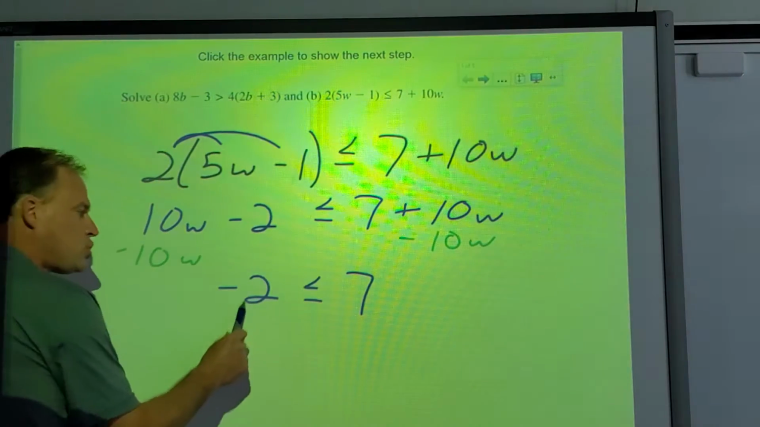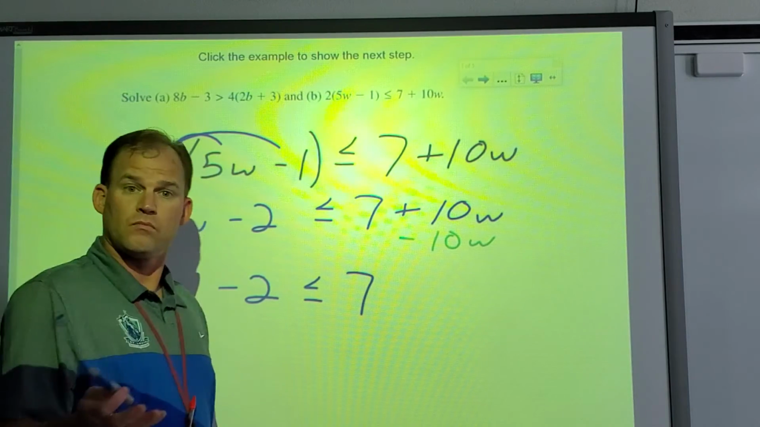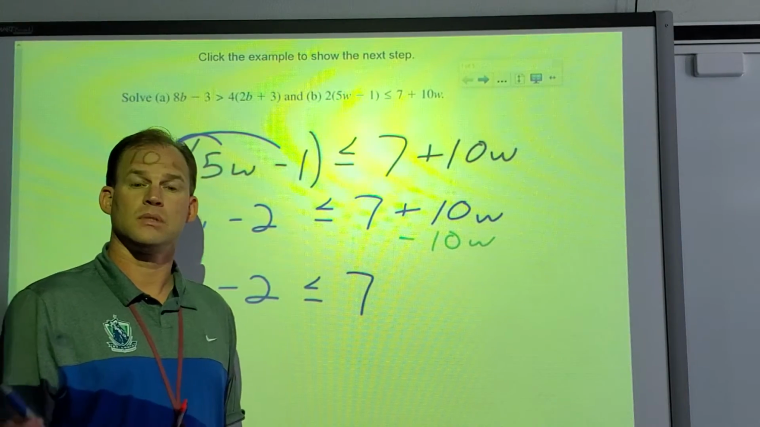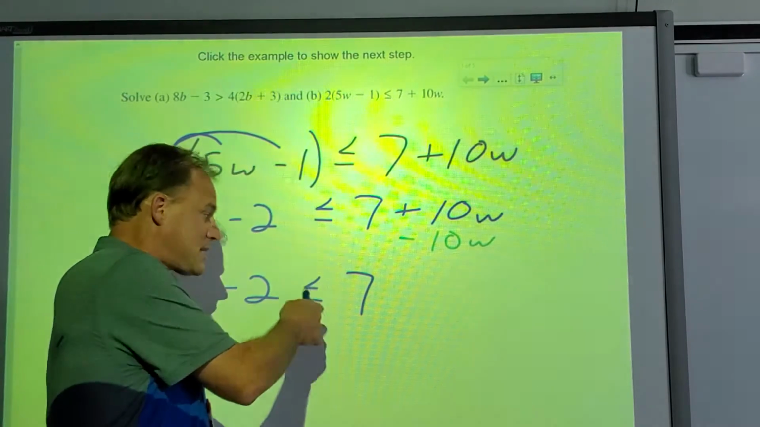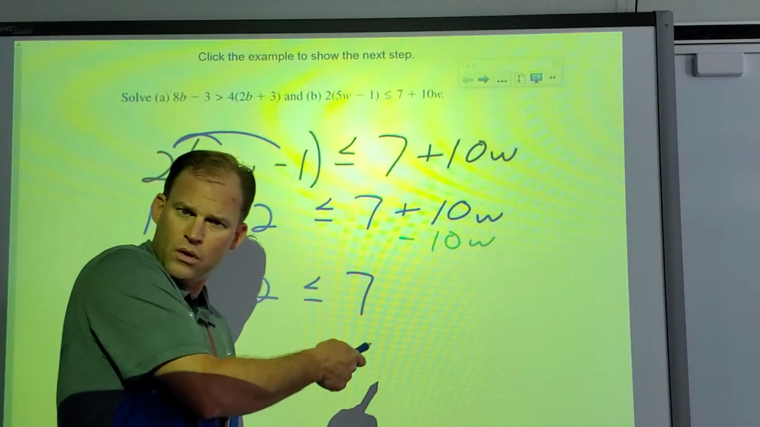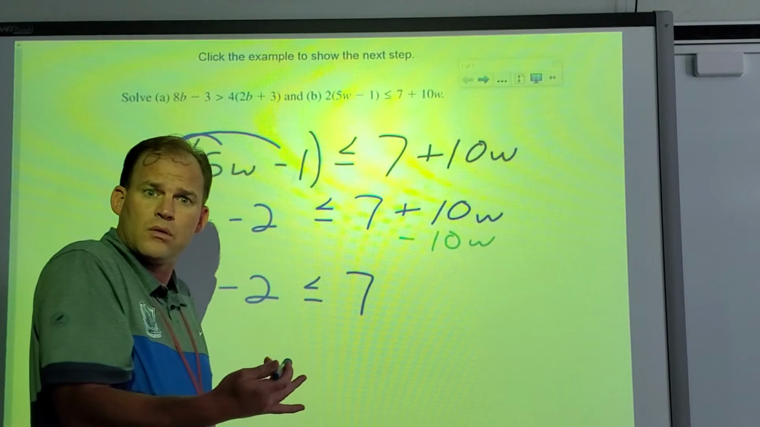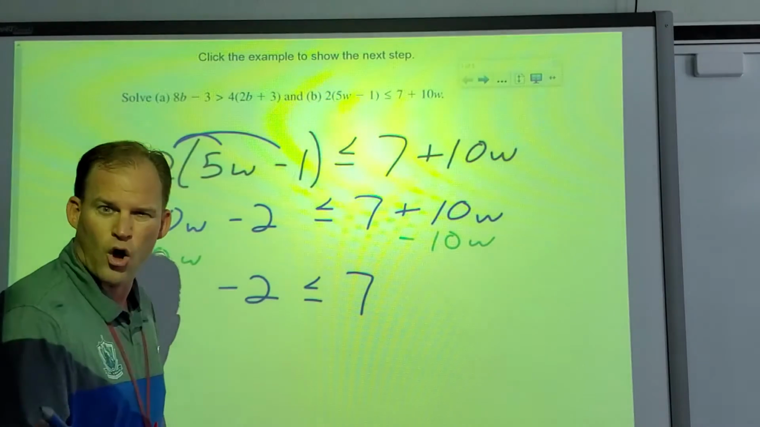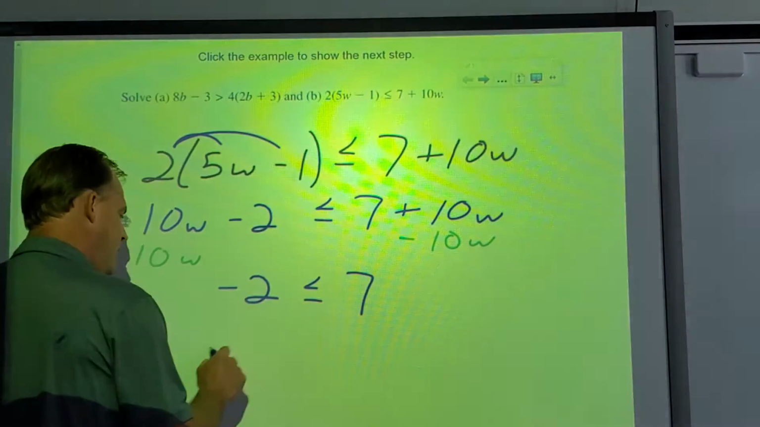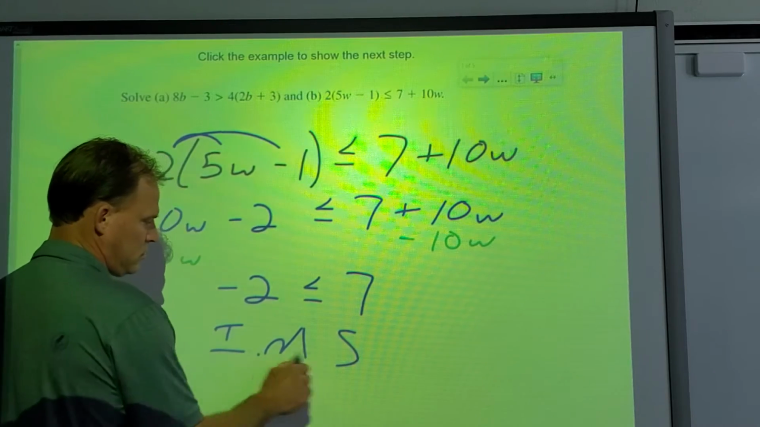Is -2 less than or equal to 7? Yes, it is. -2 is less than 7. This is true. Less than or equal to, it doesn't have to be both. Either one. Yeah, it's less than 7. That's a true statement. So this, I grew up saying all real numbers. I would say all real numbers. That's me. Infinitely many solutions.